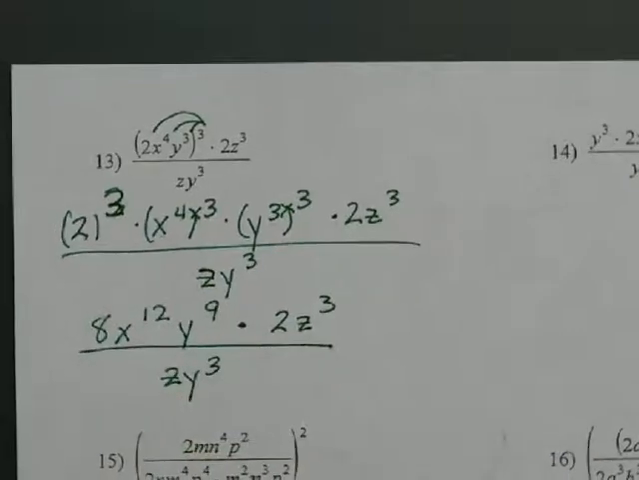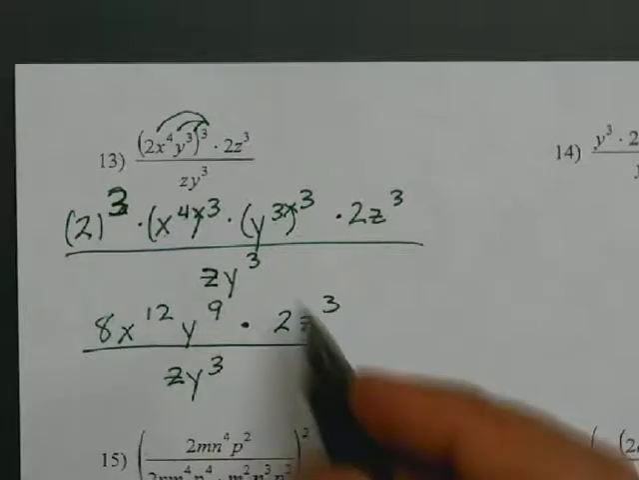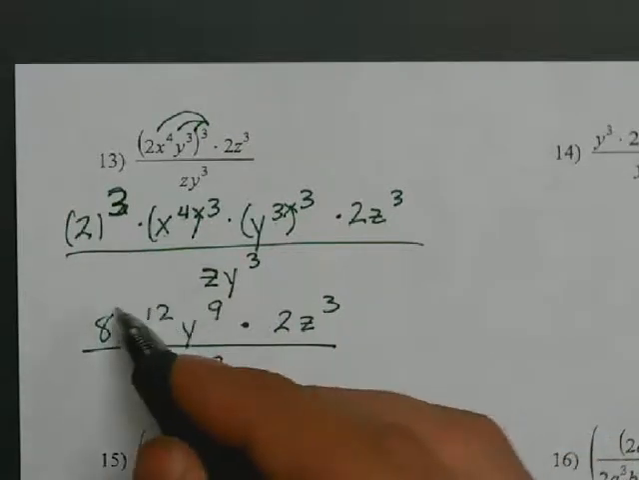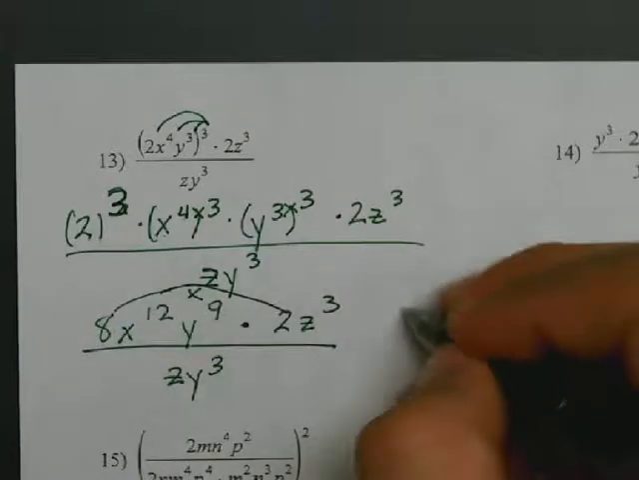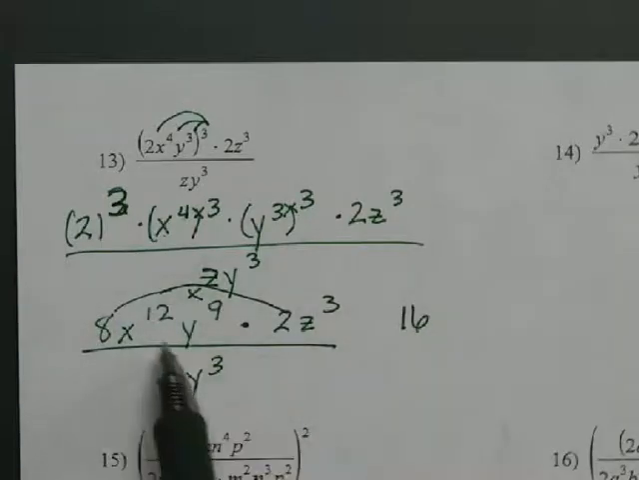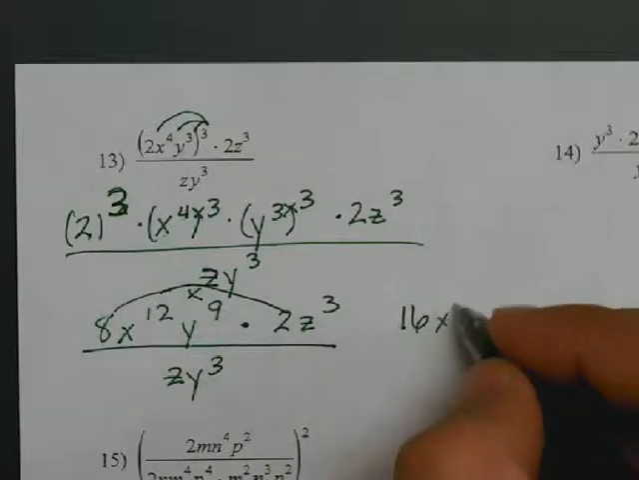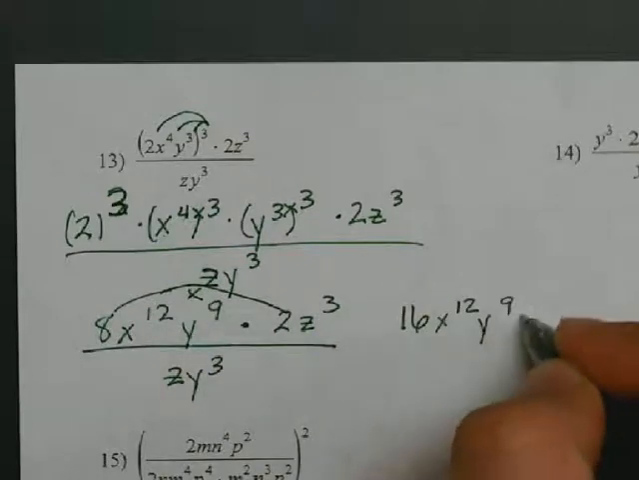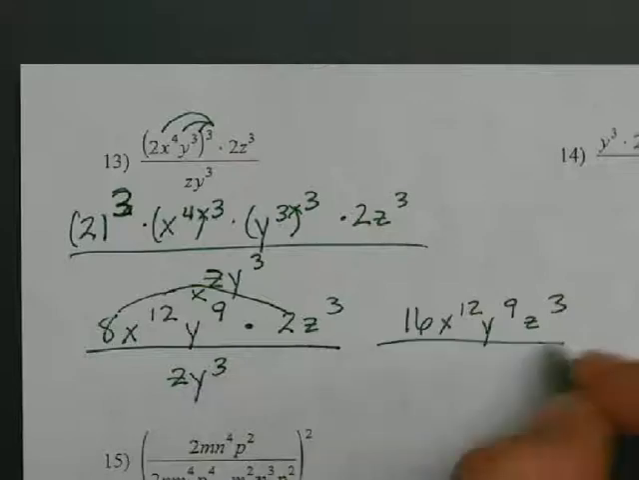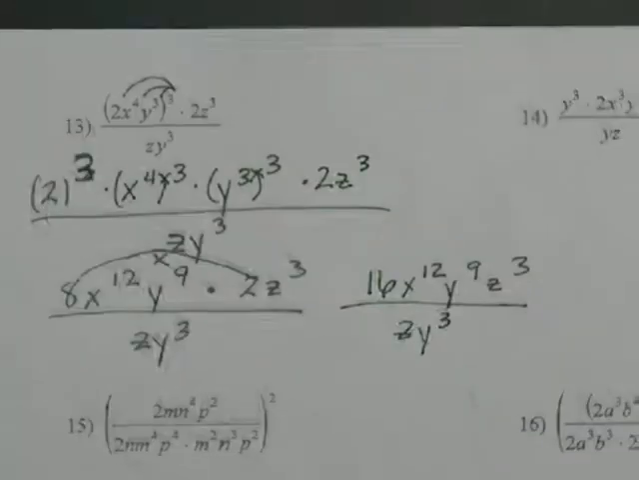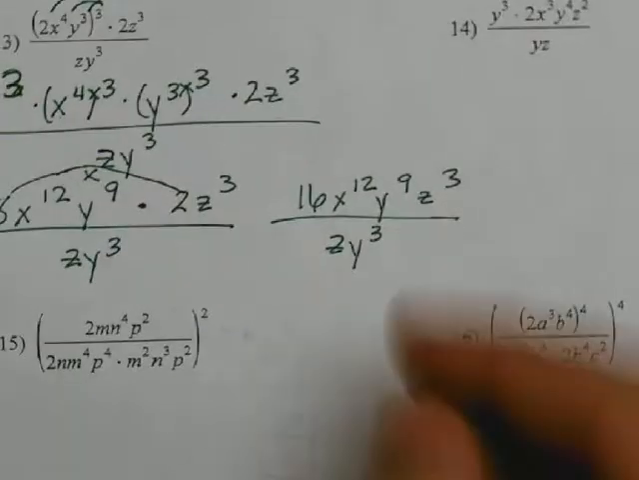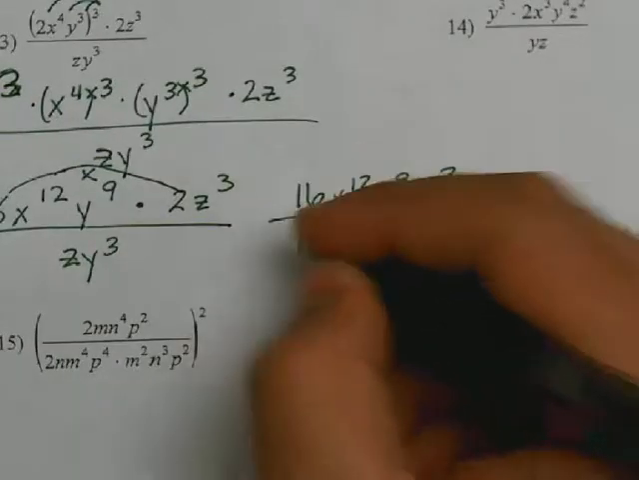Now, before I go any further, I have some coefficients here that I can multiply since they're like terms. So 8 times 2 is 16. And then I'm just going to write whatever I have left in the numerator: x to the 12th, y to the ninth, z to the third, and that's all over zy cubed. Okay? So now that I have that, I know there's a 1 down there in the denominator, so 16 over 1 is just simply 16.